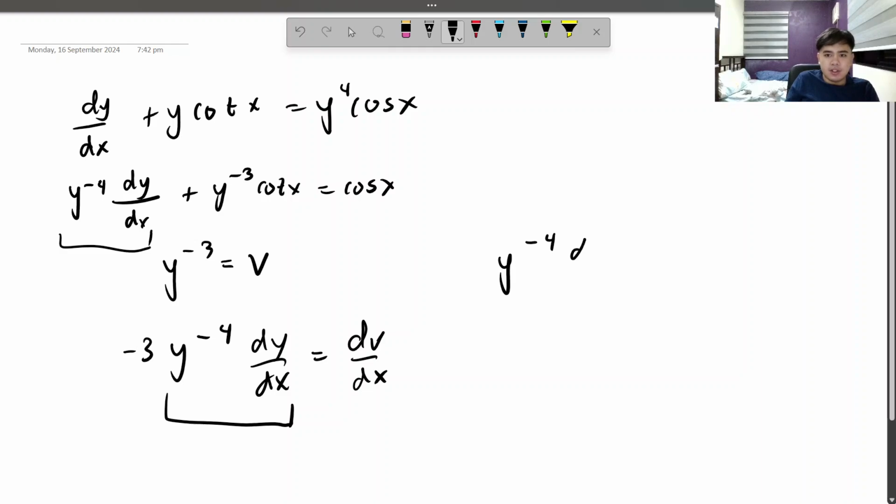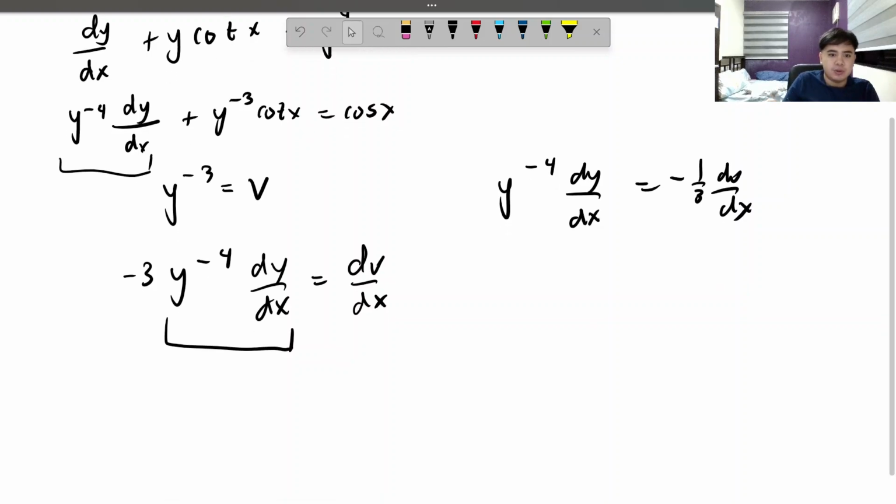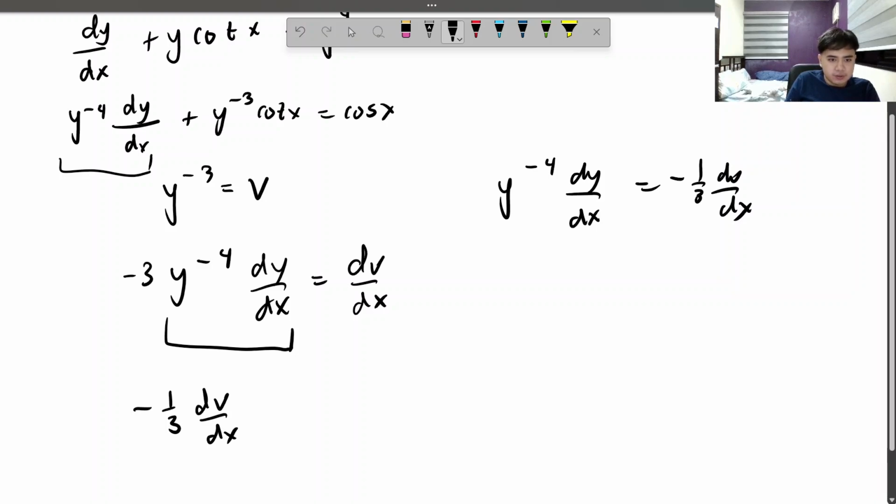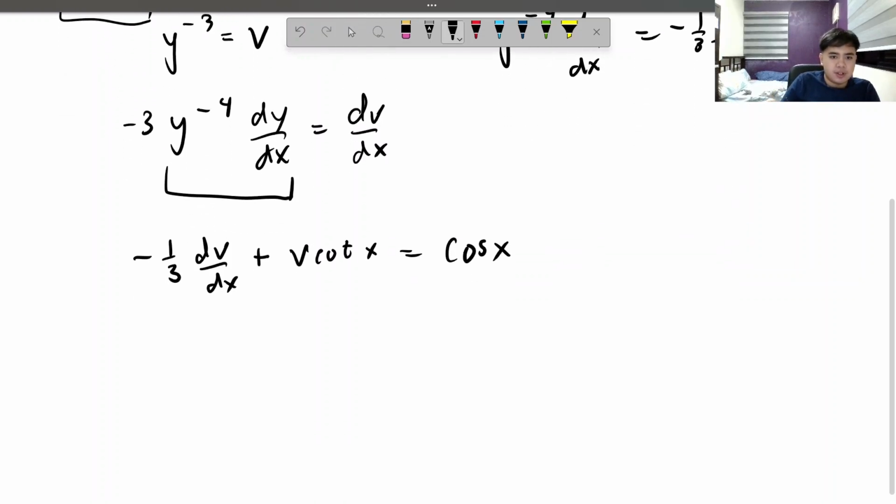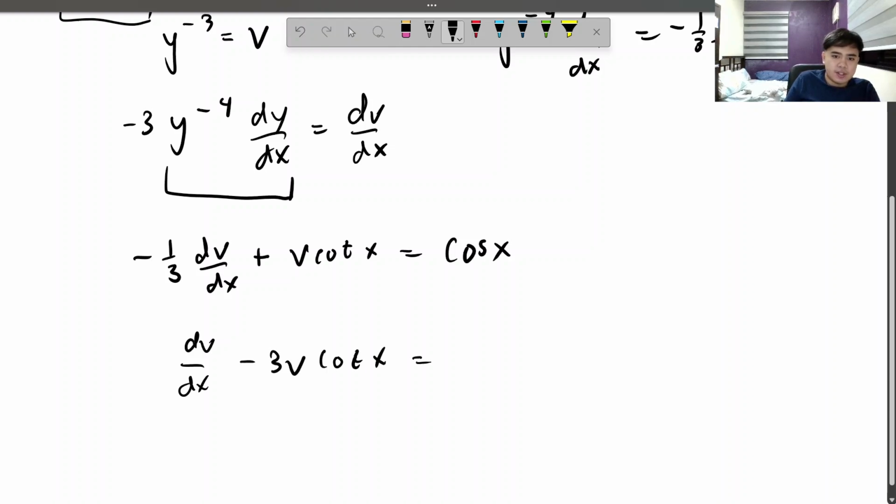So y to the negative 4 dy over dx equals negative 1/3 dv over dx. So let's go here and replace everything. Substitute. So negative 1/3 dv over dx plus y to the negative 3, which is v, times cotangent x, and then cosine of x is just cosine of x. That's it. Let's arrange this so it's clean. So we get dv over dx minus 3v cotangent x equals negative 3 cosine of x.